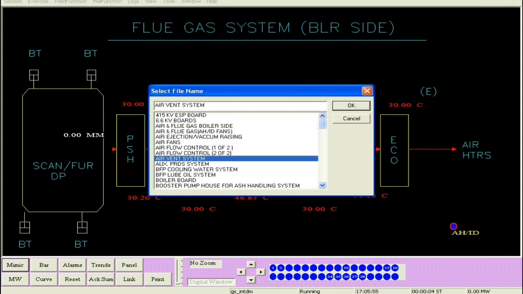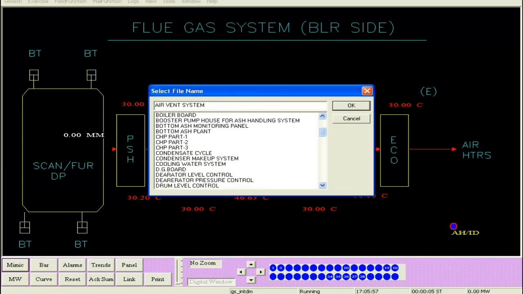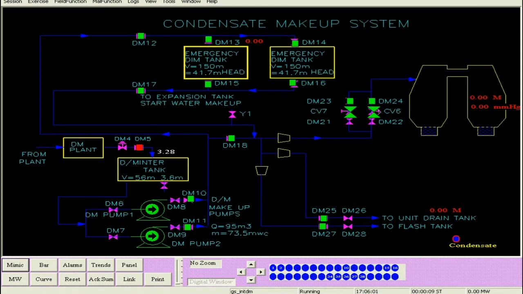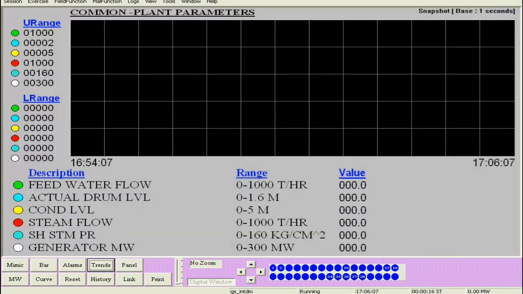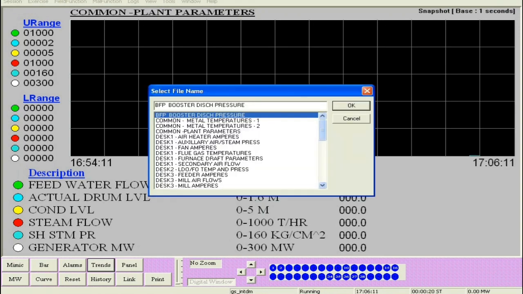First of all, we go to the Mimic and open the Mimic condensate makeup system. So this is the condensate makeup system. Here, as I already told, there are 2 DM pumps. The discharge of the pump goes into the overhead emergency tanks.